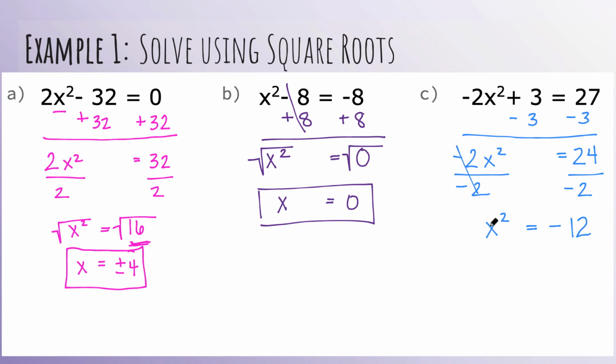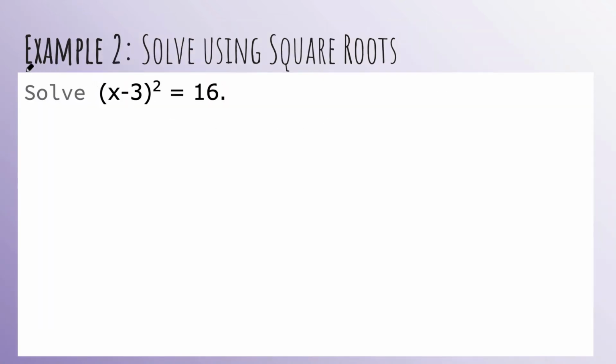Well, let's think about this. Is there a number you can multiply by itself and still end up getting a negative? The answer is no. There's no real number that you can multiply by itself and end up with a negative number. So there is no real solution on this one. Make sure you write that on your paper: no real solution.